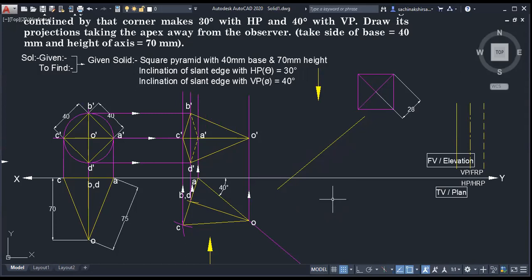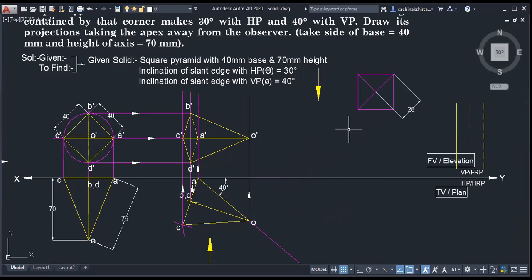Because then only it will go away from the observer. Are you getting? So how can we give it? You should not give O dash towards the observer. It should be away from the observer.